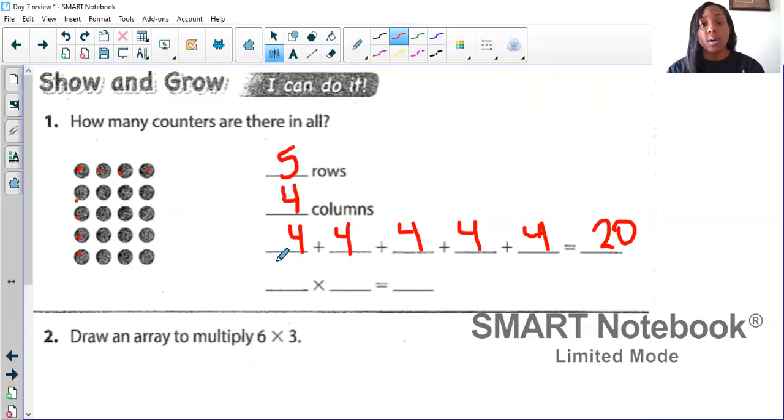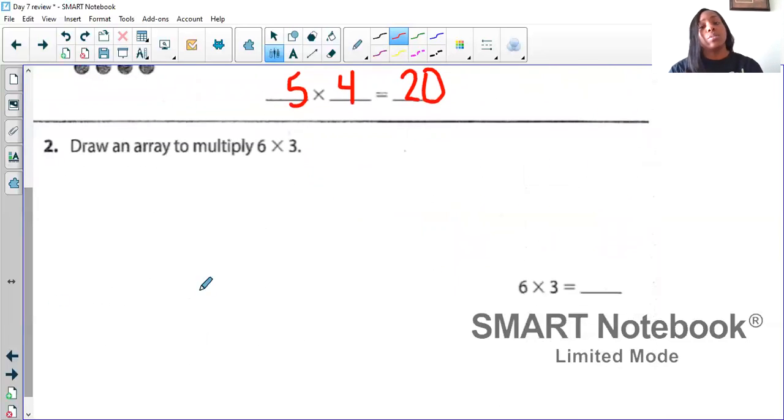No, we can't do 4s because remember, the 4s are our columns. So we have to go by the rows. So how many rows do we have? 5 rows of how many? 4. 5 rows of 4. And so 5 times 4 gives us the product of 20. Very good. Let's go ahead.